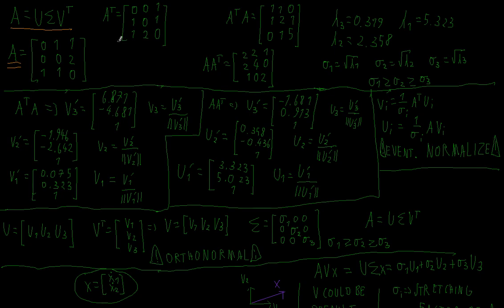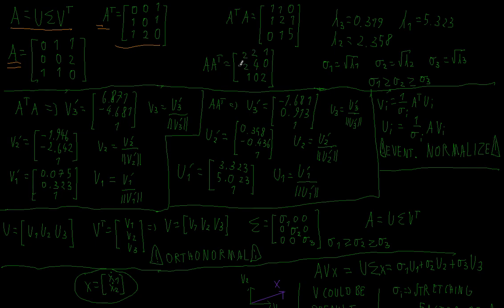So the first thing I will do is take the transpose of my matrix A. So A transpose is equal to 0 1 1, 0 0 2, 1 1 0. And now I will calculate A transpose A and A A transpose. So A transpose A, if you calculate that, you get 1 1 0, 1 2 1, 0 1 5. And A times A transpose is 2 2 1, 2 4 0, 1 0 2.